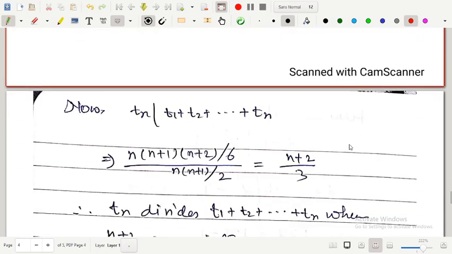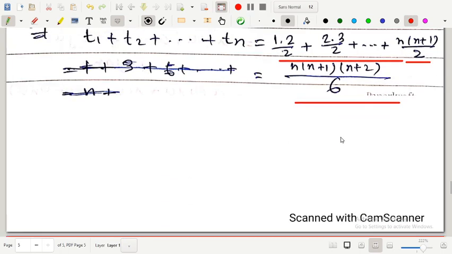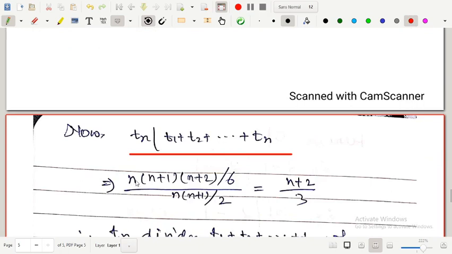Now, they are asking that Tn divides T1 plus T2 plus up to Tn for what values of n. So let's see, if we divide T1 plus T2 plus T3 up to Tn by Tn, then what answer are we getting? T1 plus T2 plus T3 up to Tn gives the sum n into (n plus 1) into (n plus 2) by 6. So I have written in the numerator n into (n plus 1) into (n plus 2) by 6. And what is Tn?